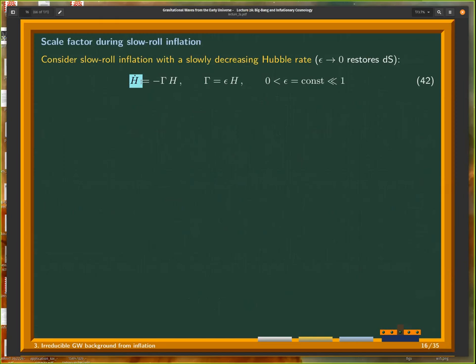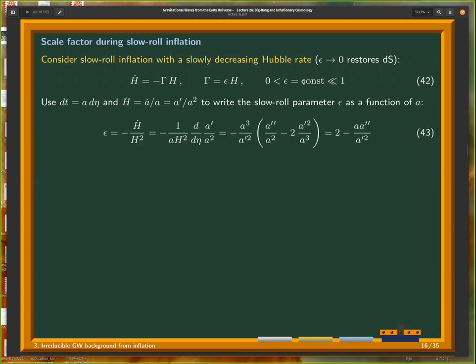During inflation, the Hubble rate slowly varies. And I want to assume that the Hubble rate varies with a rate of variation gamma that is again proportional to H itself. So let's assume that this rate of variation is some constant epsilon times the Hubble rate itself. Epsilon is supposed to be a constant much smaller than one and also positive. This is just a fancy way of introducing the first slow roll parameter of inflation.